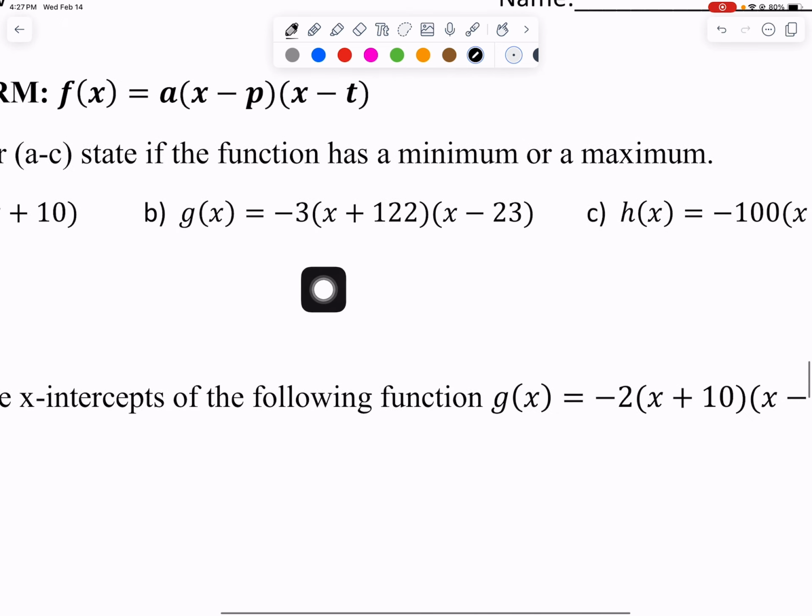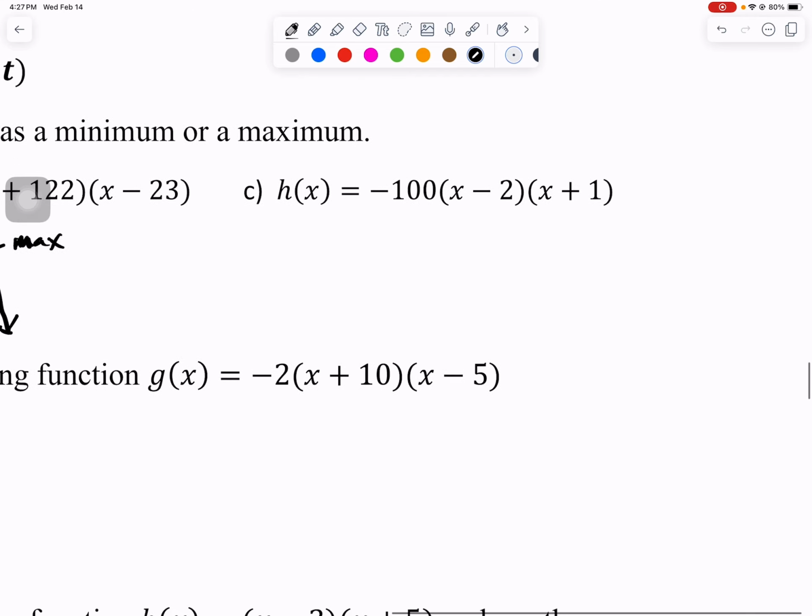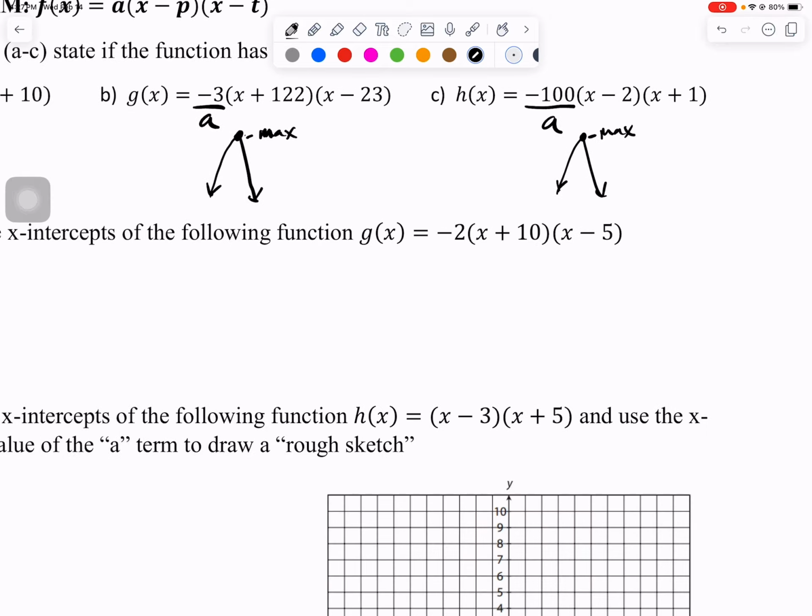Let's go ahead and again label that a value. For these ones, we have a negative 3. And yes, when that's negative, negative people frowning all the time, creating that maximum negativity. Ugh, I don't like it. I can't stand it. Let's go ahead and label that one more time. Again, we will be frowning. Frown upon us, bringing the misery, giving us our max function.